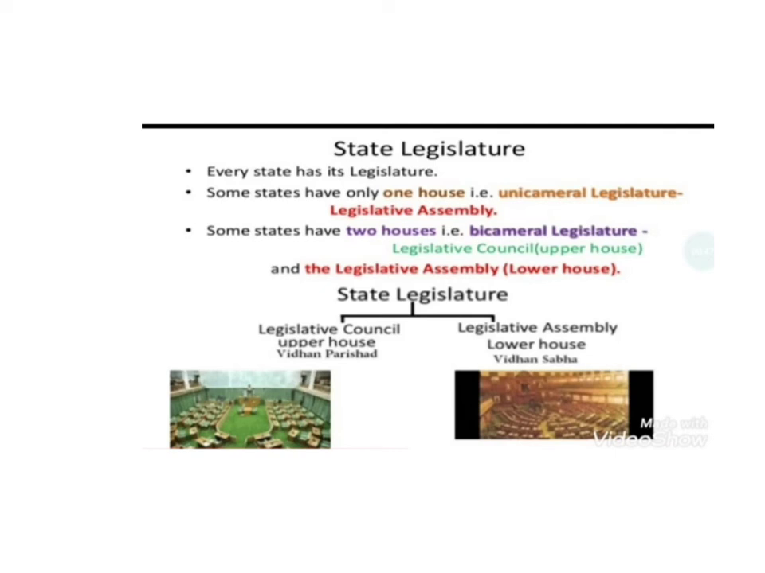Every state has its legislature. Some states have one house, that's a unicameral legislature or legislative assembly. Some states have two houses, a bicameral legislature, with the legislative council as the upper house of that state. So some states have a bicameral legislature, legislative assembly and legislative council. Legislative council is also called the upper house or Vidhan Parishad. Legislative assembly is called the lower house or the Vidhan Sabha.